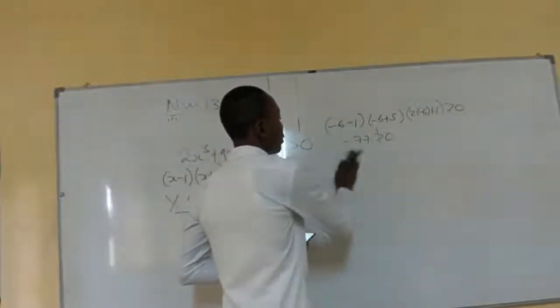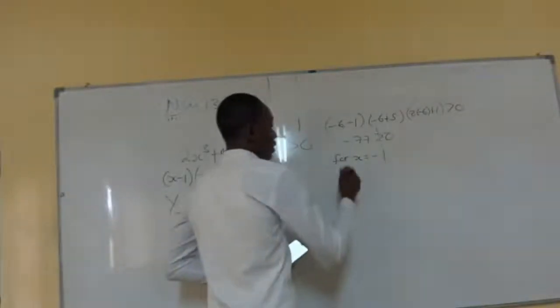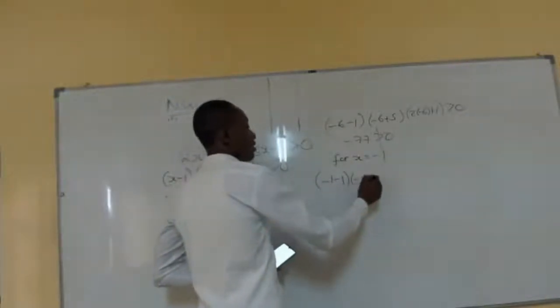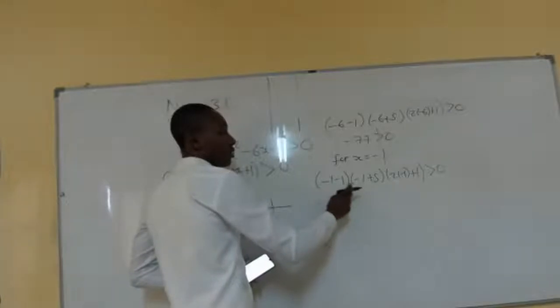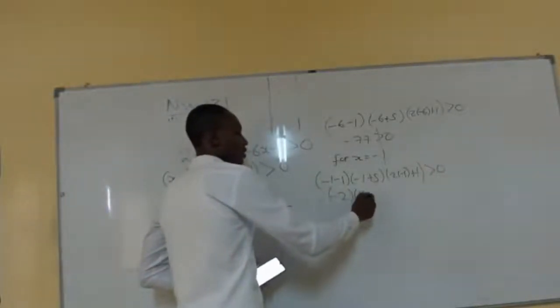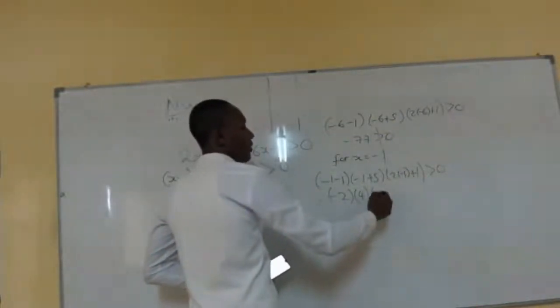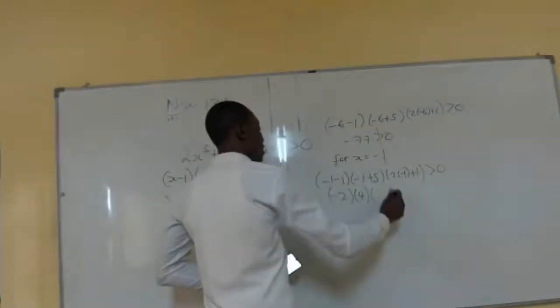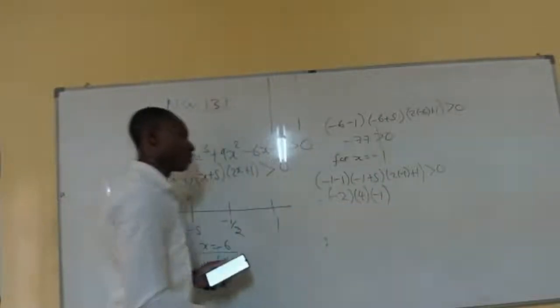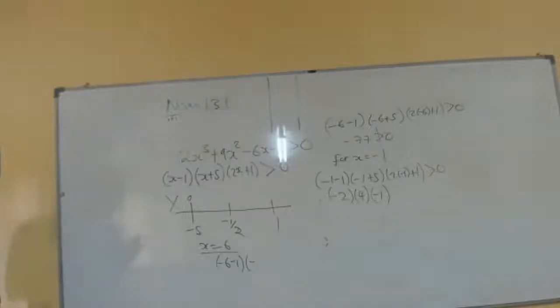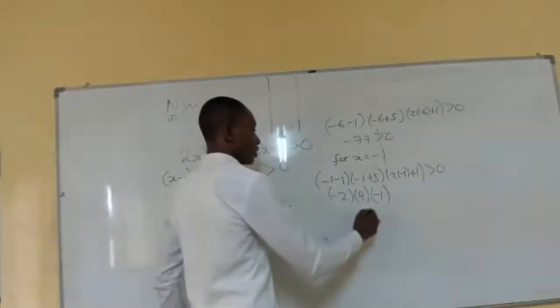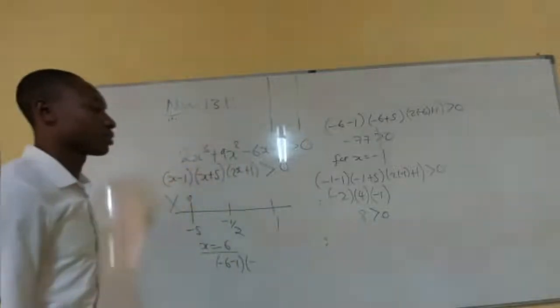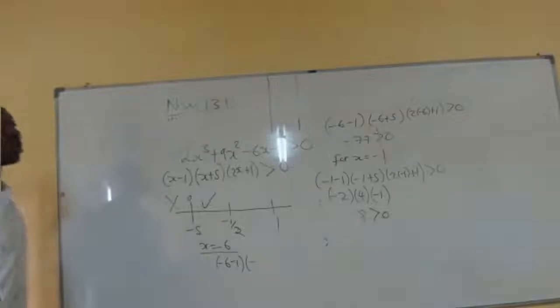So for x equal to negative 1, you're going to have (negative 1 minus 1)(negative 1 plus 5)(2 times negative 1 plus 1), and this should be greater than 0. Alright, so negative 2 multiplied by negative 1 plus 5, which is 4. 2 times negative 1 is negative 2, plus 1 is negative 1. If you multiply those three, you end up having positive 8. So 2 times 4 is 8, negative times negative is positive, so it's 8. Is this 8 greater than 0? The answer is yes. So since 8 is greater than 0, this part is part of our solution, right?